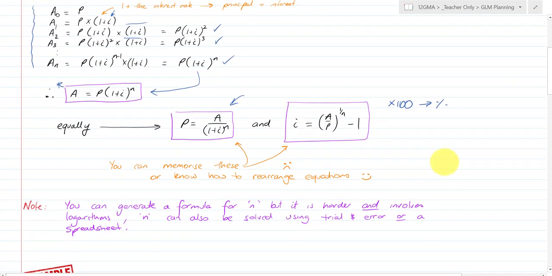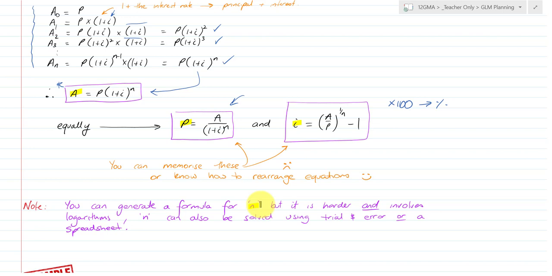Just a quick note, you may have noticed that we've talked about finding A, P and I, but not N. We can generate a formula for N, but it involves something that we don't do except in math methods and beyond. It's called logarithms. So if you don't know logarithms, well then N is quite hard to find.